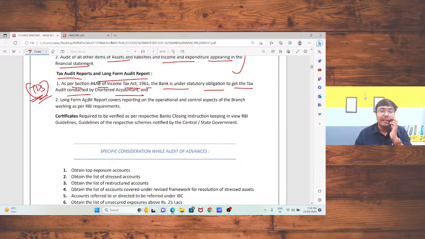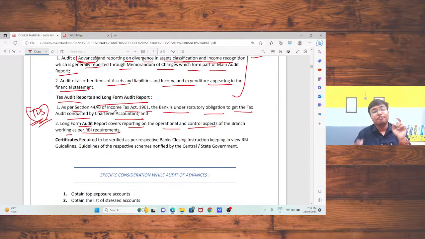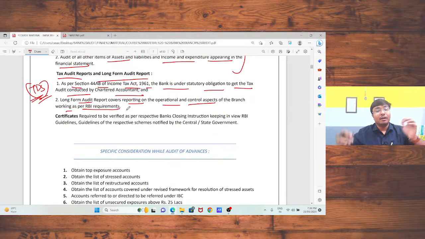Okay, sir. Then the long form audit report covers reporting on operational and control aspects of bank working as per RBI requirement, and the long form audit report plays a very important role. Okay, sir. But I am again and again saying that the long form audit report should be specific, not in a journal way. Not to report journal observations in the long form audit report.